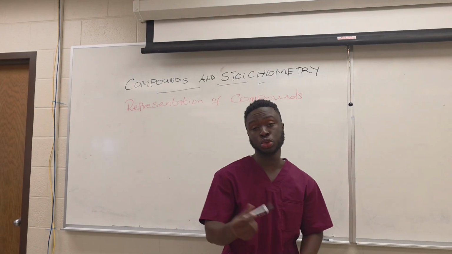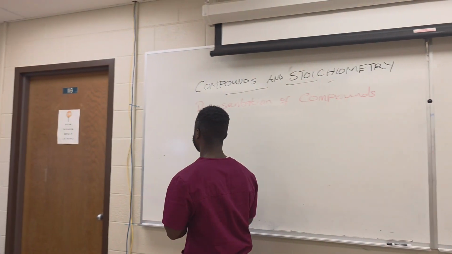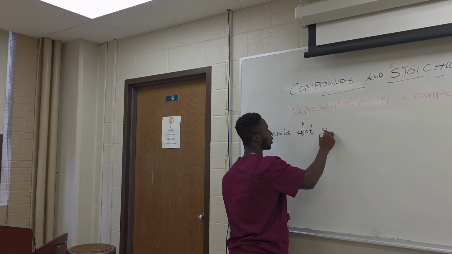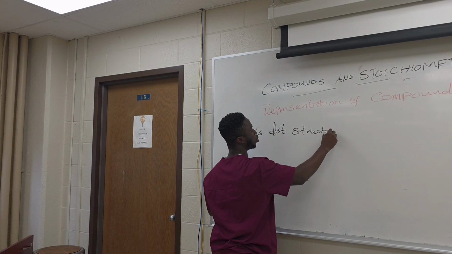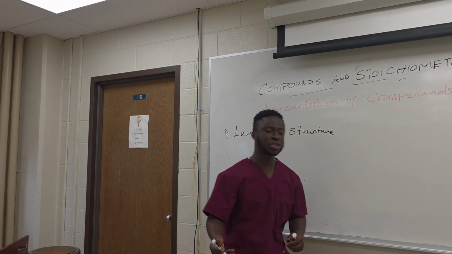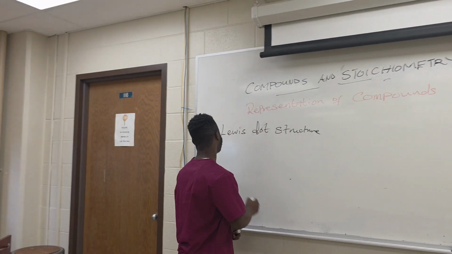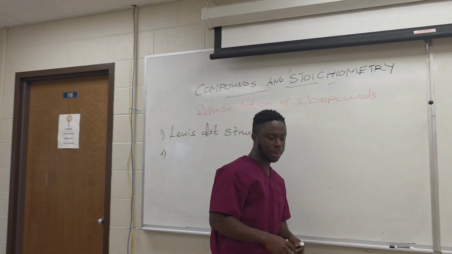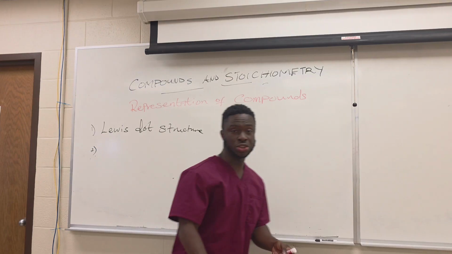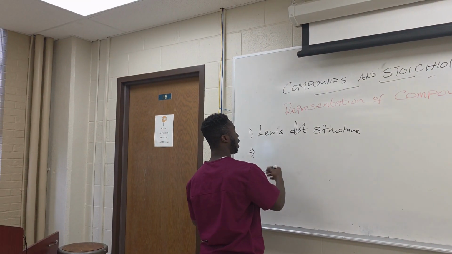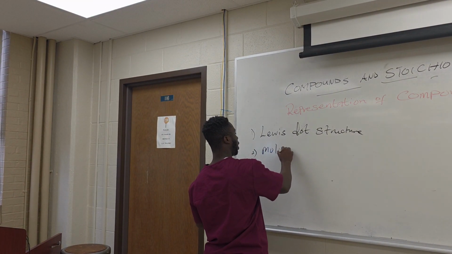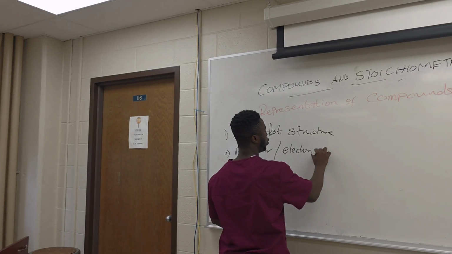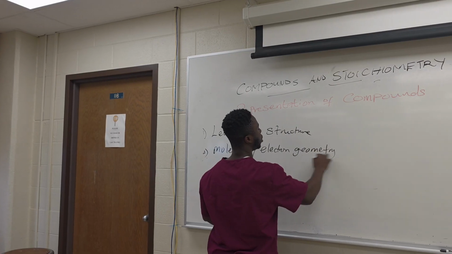Now, we already talked about two ways in which we can represent compounds. One is the Lewis dot structure, which uses the number of valence electrons to represent a compound. The second one is molecular geometries. Molecular or electron geometries are also a way that we could represent compounds.